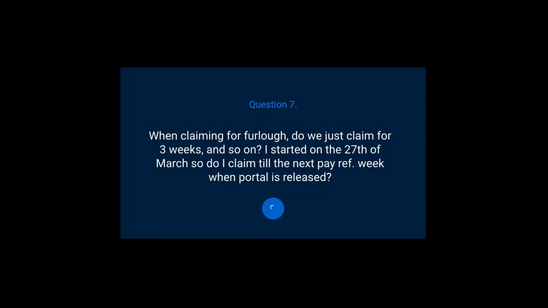Initially, there was some wording on the HMRC website that suggested that you make one claim every 3 weeks. However, I've noticed in the job retention scheme guidance, this has now been removed. So it could be that the HMRC are now looking at reviewing how often or how long an employer can claim for. And we'll keep you updated as soon as we get some further guidance on that.